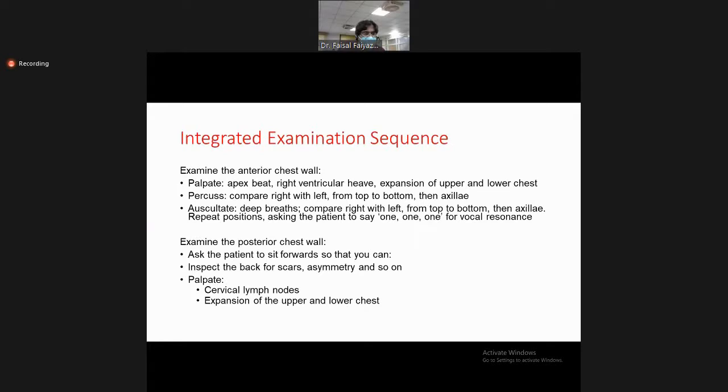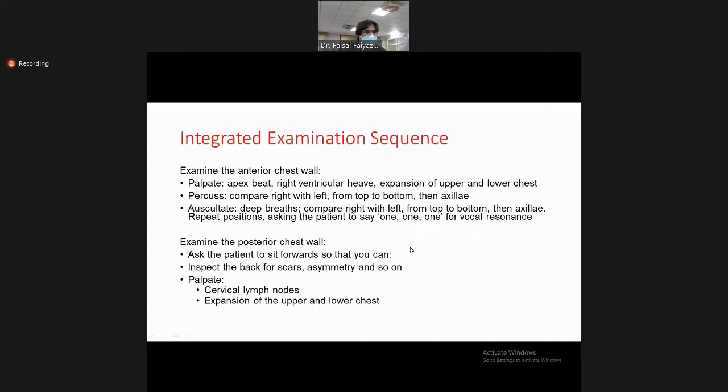This is the sequence, so going very briefly. Then you repeat the same positions, asking the patient to say 1-1-1 or 99-99, any one of them. This is to assess for vocal resonance.